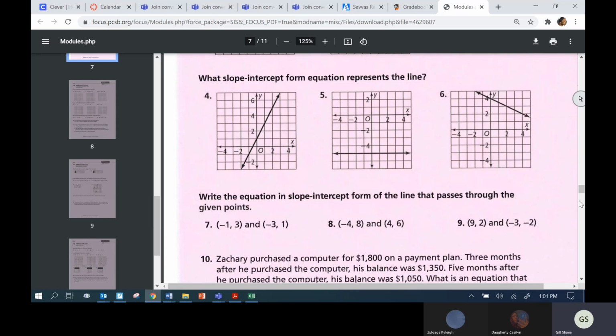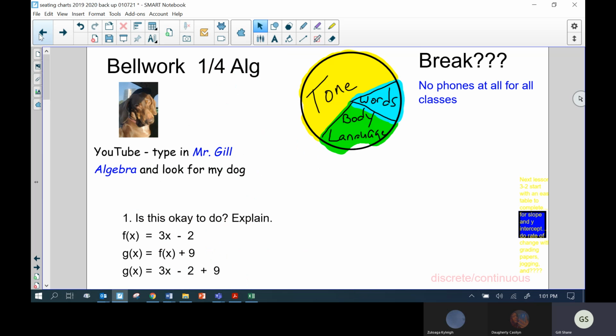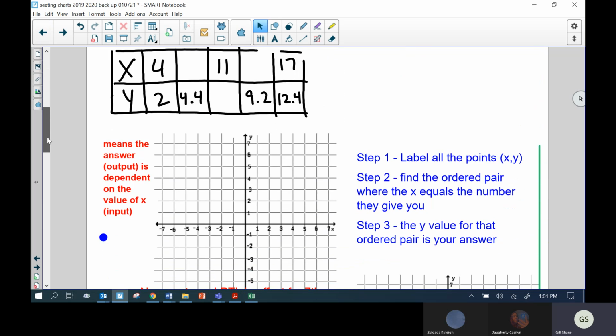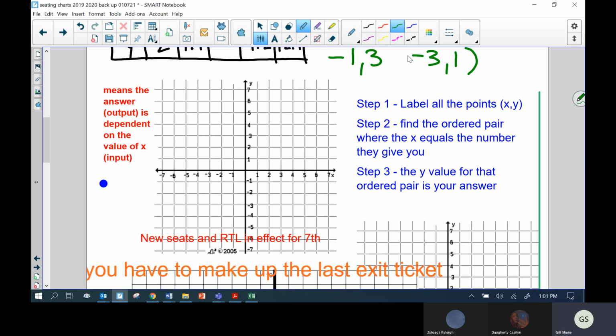I think I am going to go to the smart board. So -1, 3, -3, 1. Remember that. Right here. So here were the 2 points they gave you. -1, 3 and -3, 1, right? That's what I said. They want to know what is the equation for the line that goes through those 2 points?